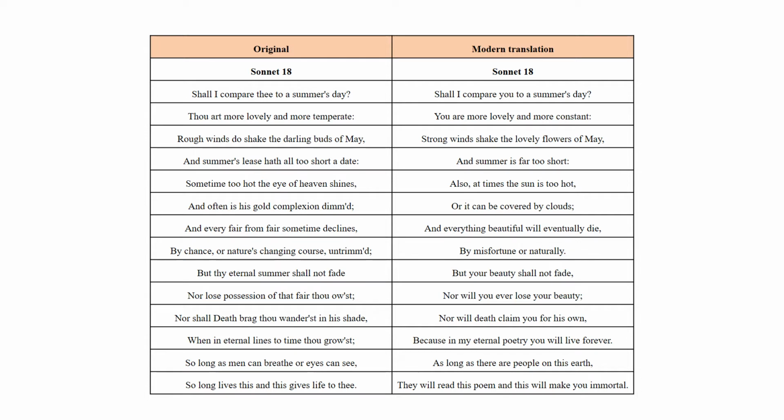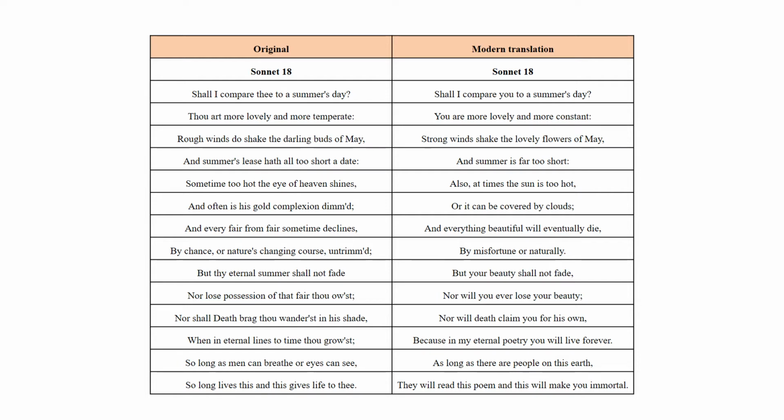The modern translation, Sonnet 18. Shall I compare you to a summer's day? You are more lovely and more constant. Strong winds shake the lovely flowers of May, and summer is far too short. Also, at times, the sun is too hot, or it can be covered by clouds, and everything beautiful will eventually die, by misfortune or naturally.